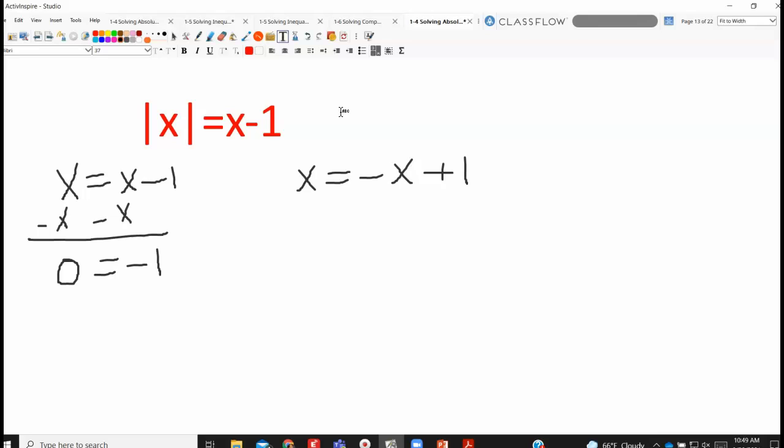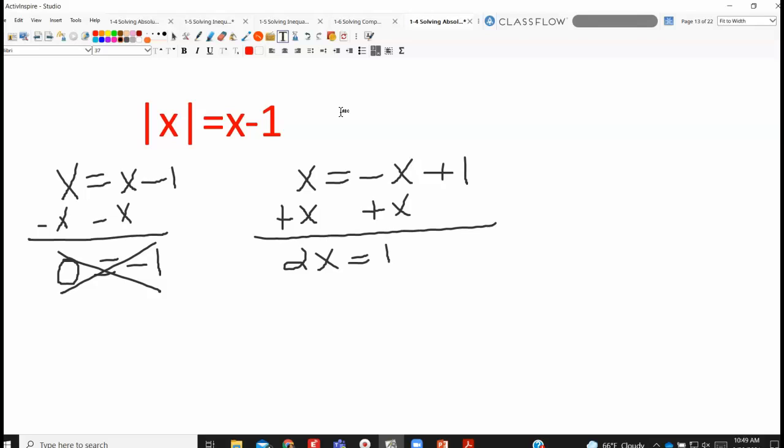X minus x is 0. Does 0 equal negative 1? No, so that fails. We get 2x equals 1, so we get x equals a half. So now this time we got a solution, so we need to check it.